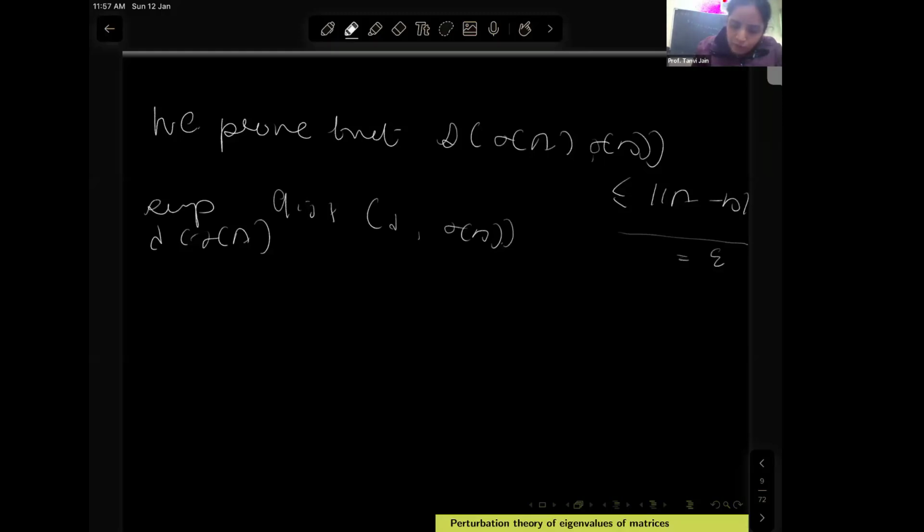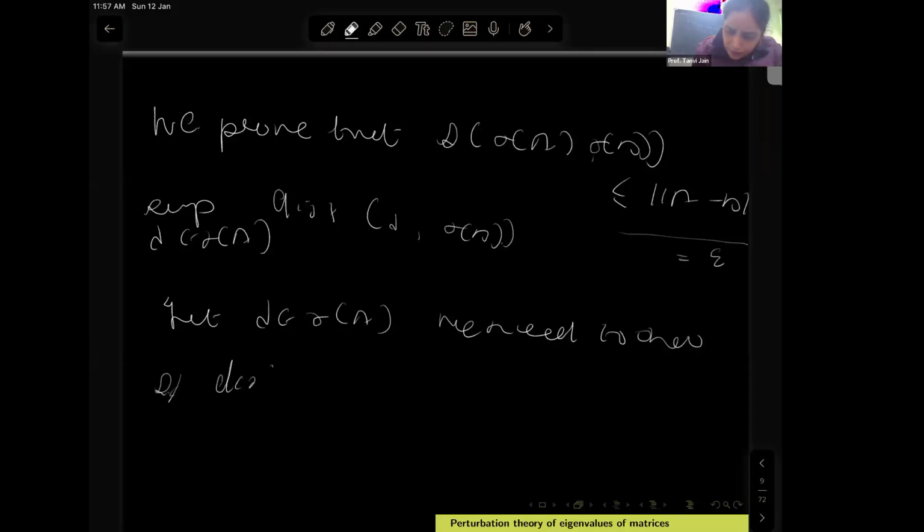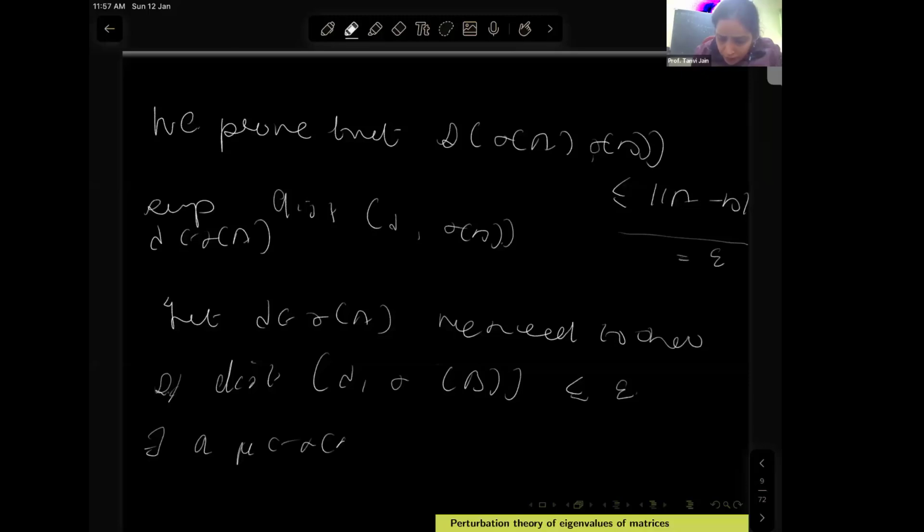So that means that for every lambda, let lambda belong to sigma A. We need to show the distance of lambda from sigma B is less than or equal to epsilon. Sigma B is a finite set. Therefore, I have to show that there exists a mu in sigma B such that mod mu minus lambda is less than or equal to epsilon.